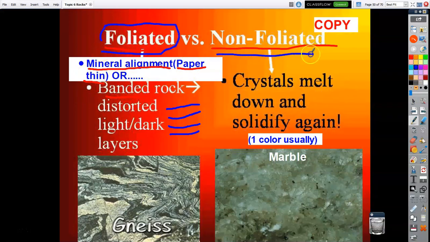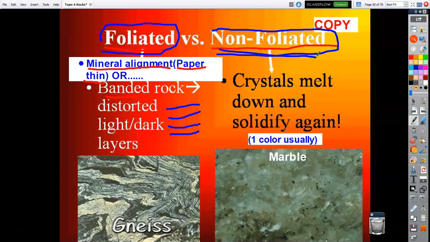And then your non-foliated rocks, what you'll do is you'll see the color. It'll be like one shade of color usually. The crystals all get melted down into one color. You might have a rock that was multiple colors, but then when you melt it, it gets blended. The colors blend together into one color.